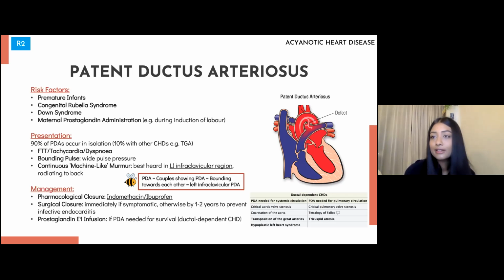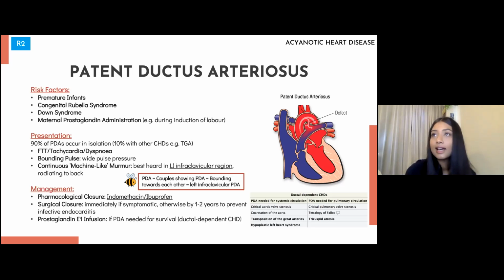So I've included a table here. There's quite a few congenital heart diseases that can be dependent on PDAs for survival. So the main one we've talked about so far is transposition of the great arteries, and also sometimes tetralogy of Fallot as well, because it can help to allow for mixing of blood in these cyanotic heart diseases.